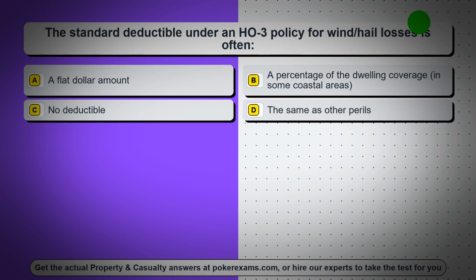Question 89. The standard deductible under an HO3 policy for wind/hail losses is often: option A, a flat dollar amount; option B, a percentage of the dwelling coverage, in some coastal areas; option C, no deductible.